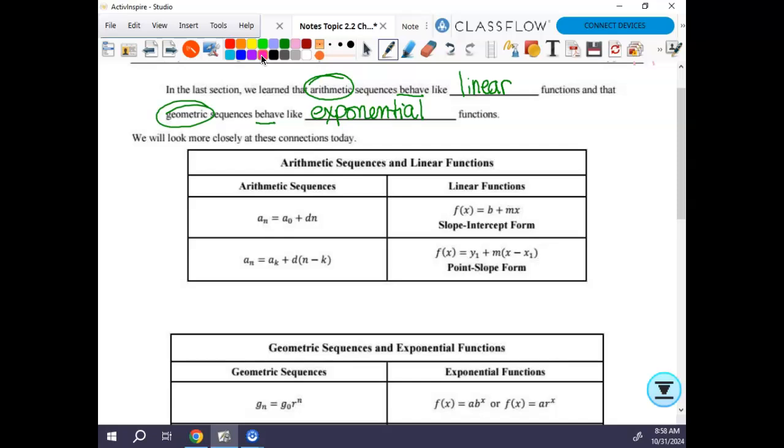Because remember, you do not get a reference chart. You are not going to get these arithmetic and geometric sequences formulas, but that's okay. As long as you can make the connections, you'll be all right.